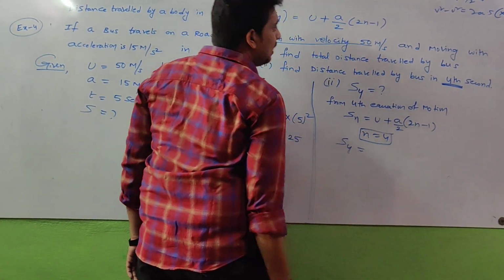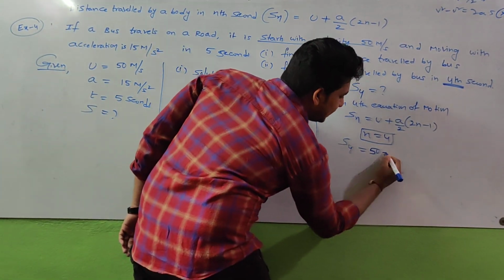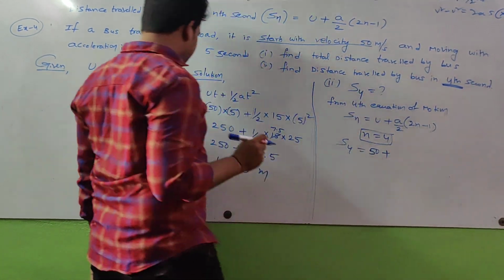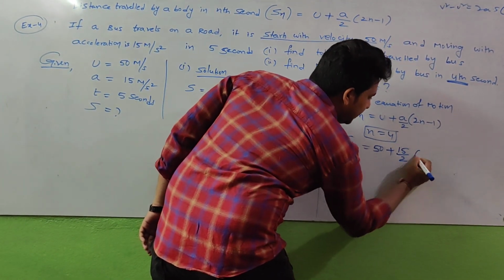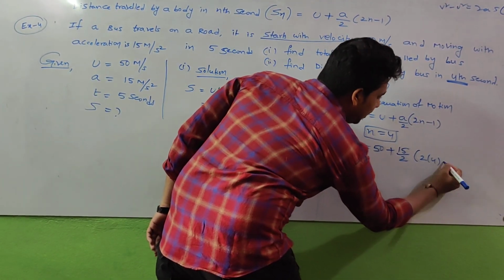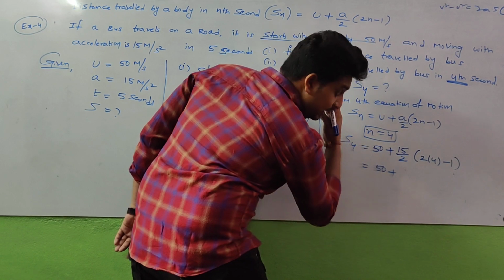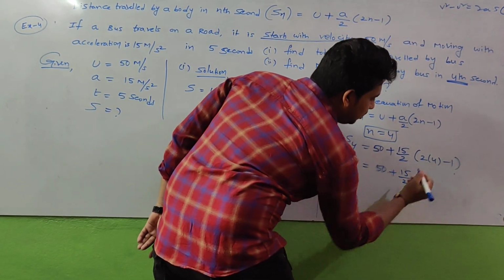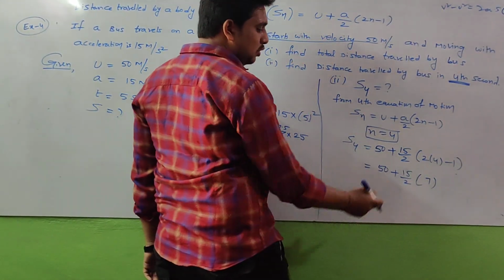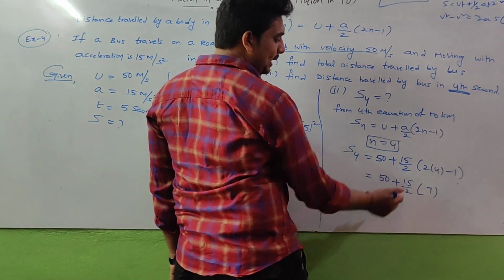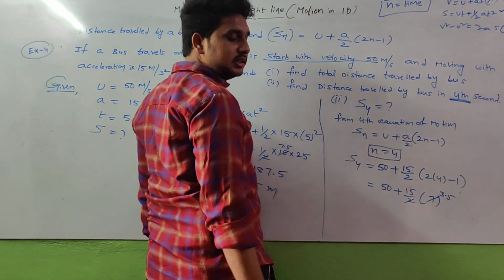S4 is equal to the u value already given. What is the u value here? 50 meter per second, plus the a value, the acceleration. What is the acceleration here? 15 by 2 into n value 4, that is 2 fours 8 minus 1, 7. So 15 by 2 into 7, that is 15 into 3.5.